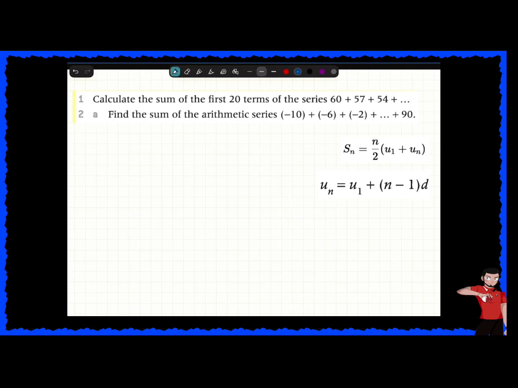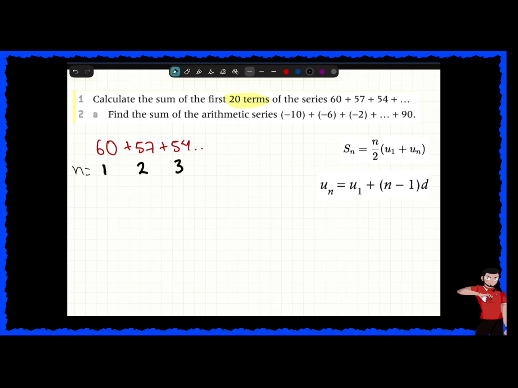Okay, we have this situation. Calculate the sum of the first 20 terms of the series 60 plus 57 plus 54, and so on. So pay attention. We have positions, position 1, 2, and 3. This is the n, which means position. So we need to find the sum until the position 20. That is the key, that is the question.